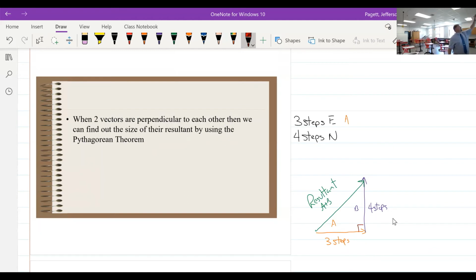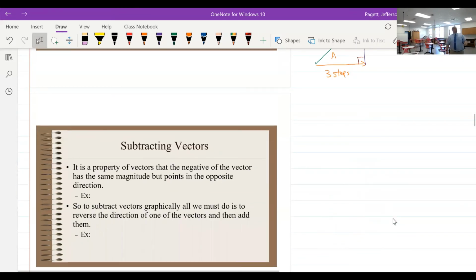Now, a quick reminder, Pythagorean theorem, a squared plus b squared equals c squared. So in this case, it would be 3 squared plus 4 squared, and that's going to give me a resultant of 5 in this case. 5 steps in that direction. Okay? We'll talk about how we're going to find that direction later on. So we'll practice this as well.